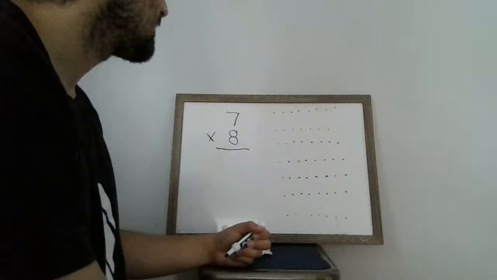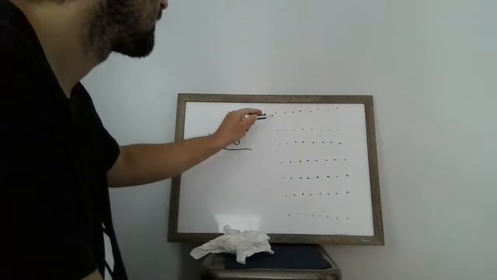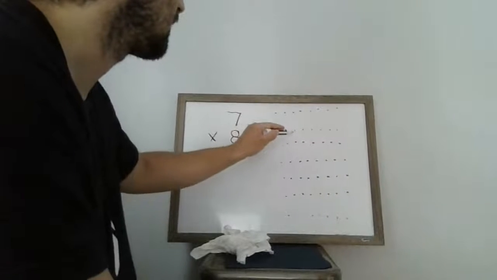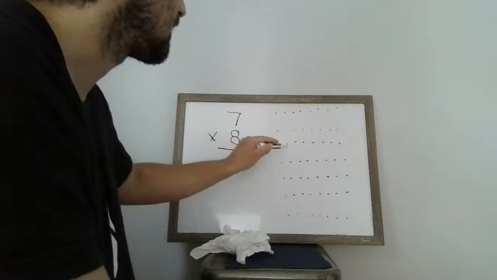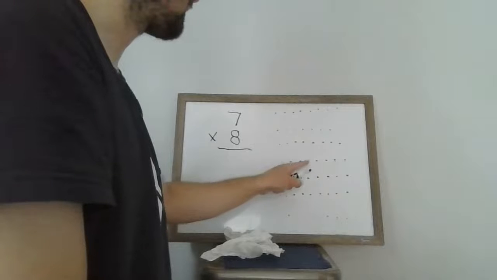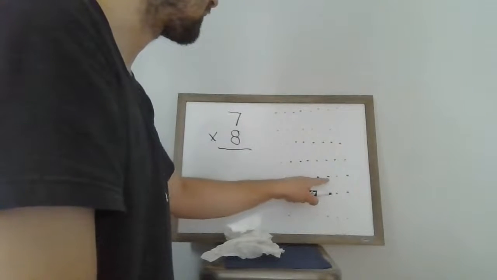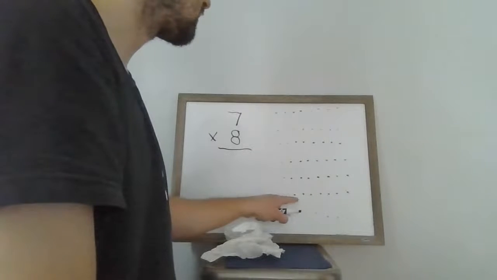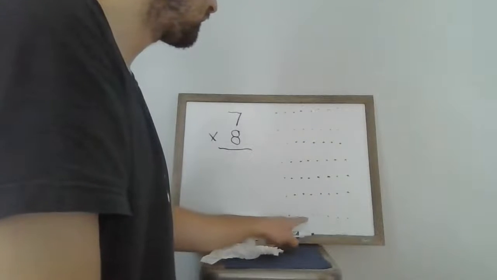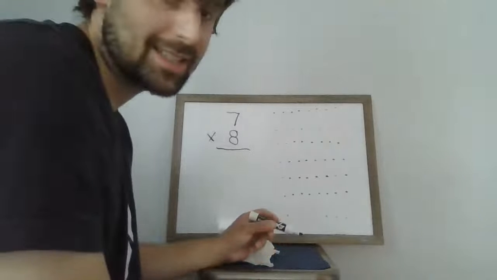All right, so we have 7 rows of 8 dots. We're going to count the total number of dots. 1, 2, 3, 4, 5, 6, 7, 8, 9, 10, all the way up to 56. 7 times 8 is 56.